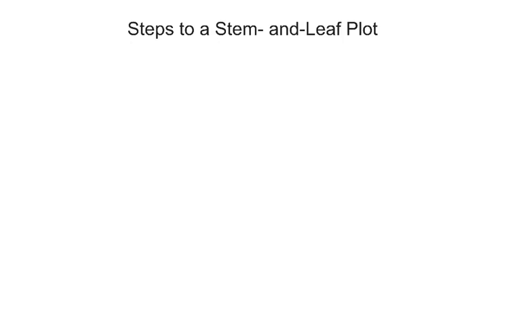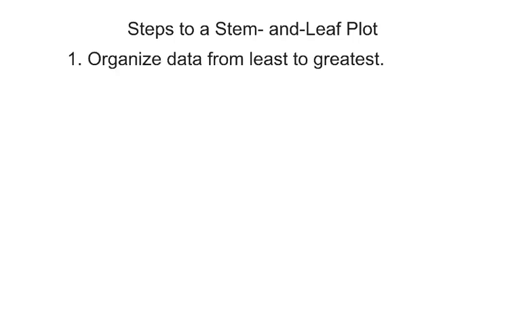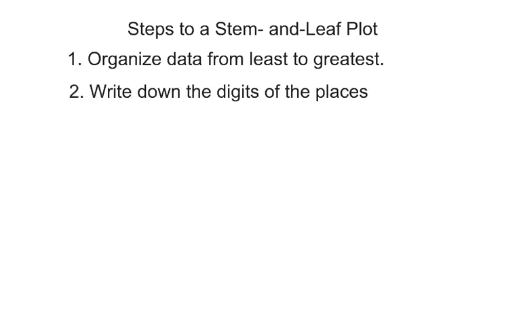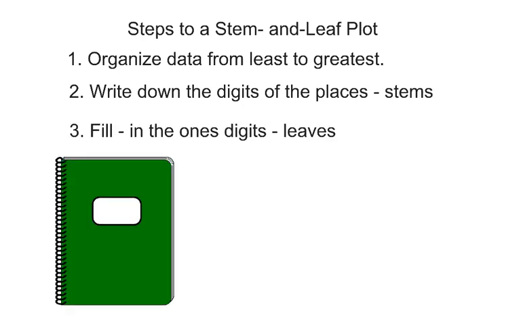Here are the steps to making a stem and leaf plot. First, organize the data from smallest to largest. Next, write down the digits of the largest places represented. Remember, these are our stems. Take a minute to write these steps down in your notebook. Now, you know how to make a stem and leaf plot so that you can use data and take a quick look and draw conclusions.